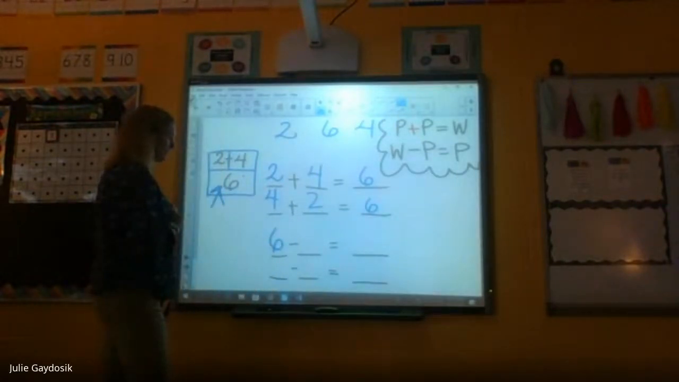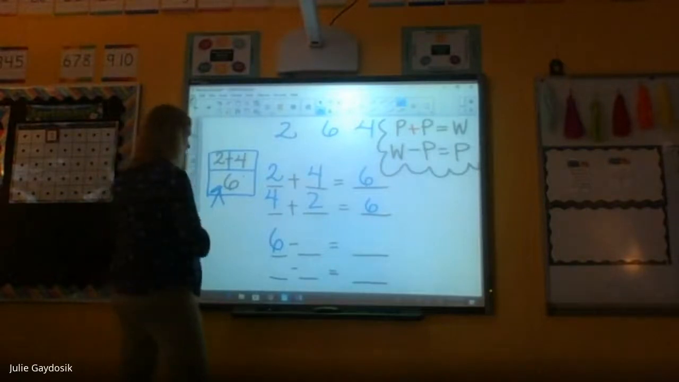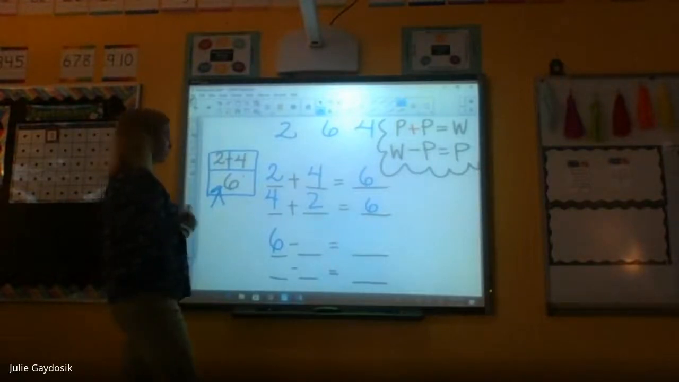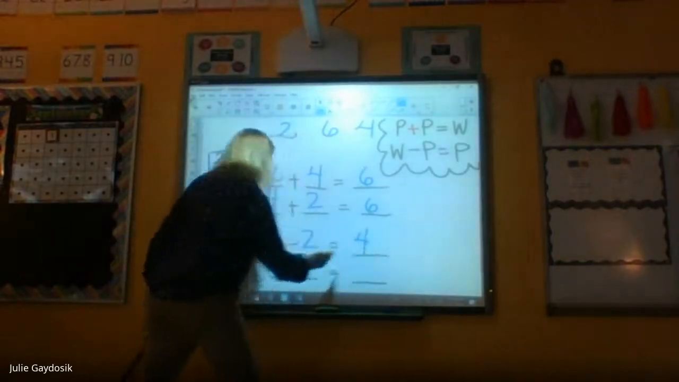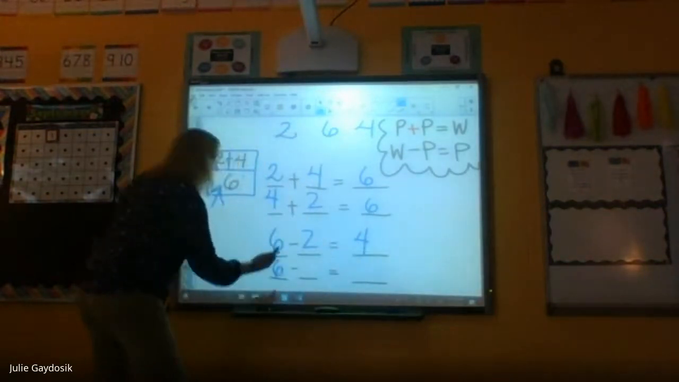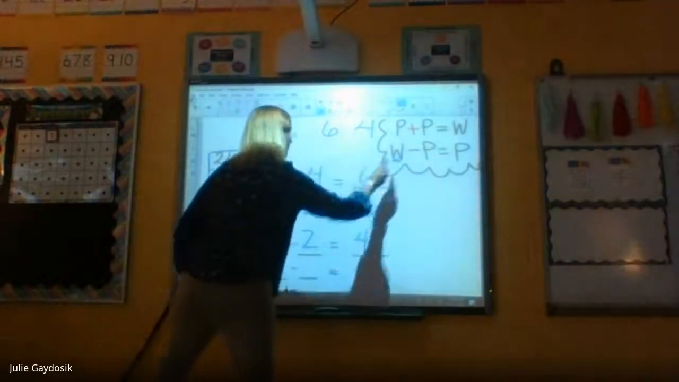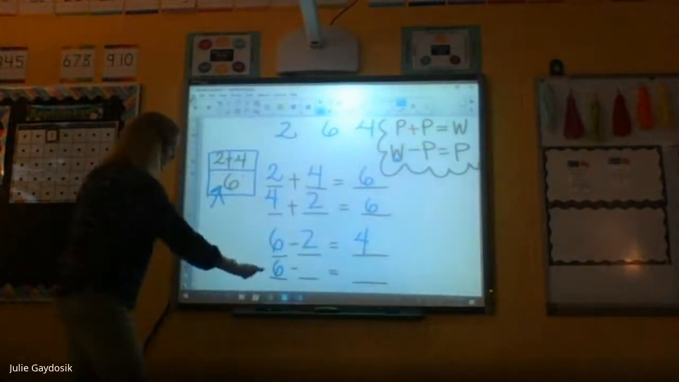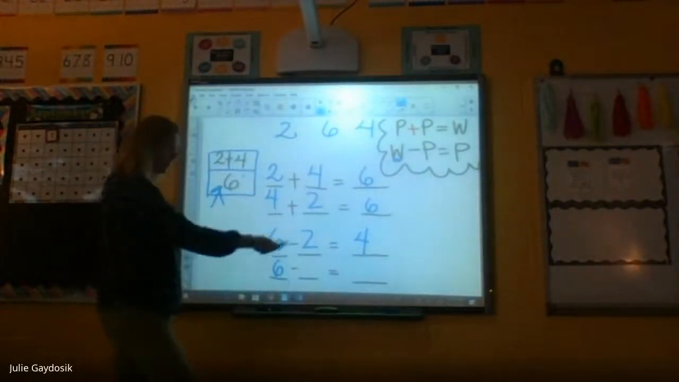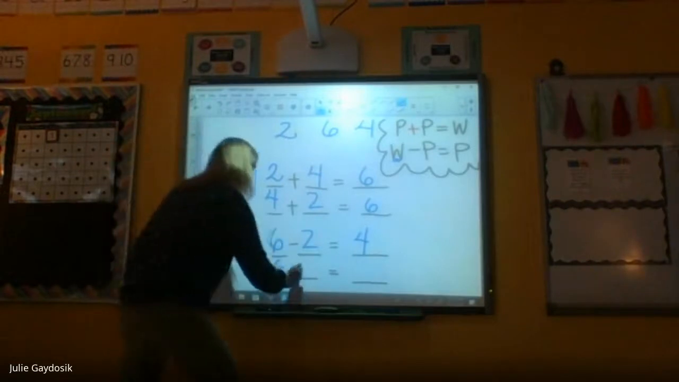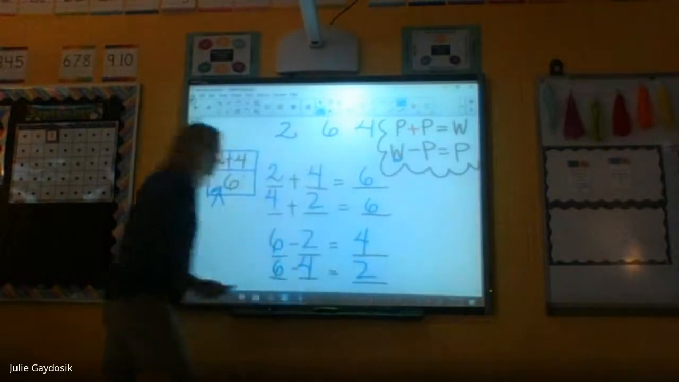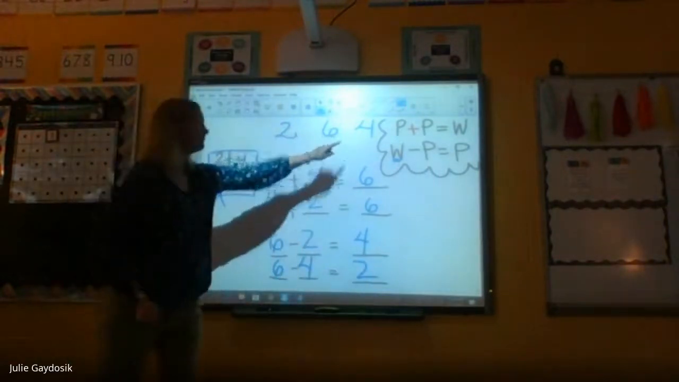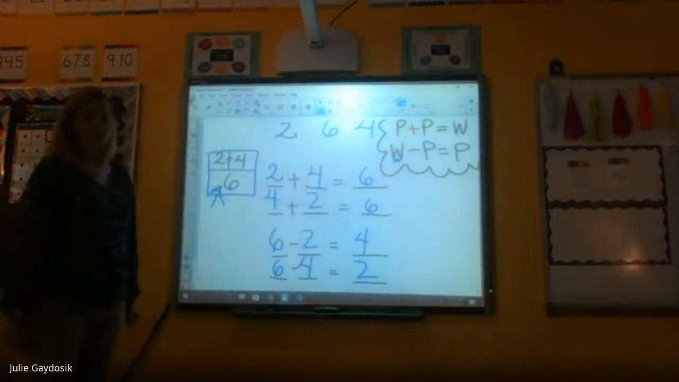6 minus what number? What's one of our parts? 2 equals 4. Okay? 6 is going to go in the beginning again because look, this is the whole. 6 minus, are we going to write 2 equals 4 again? No. We're going to flop it. We're going to write 6 minus 4 equals 2. 2, 6, and 4, this is the fact family.